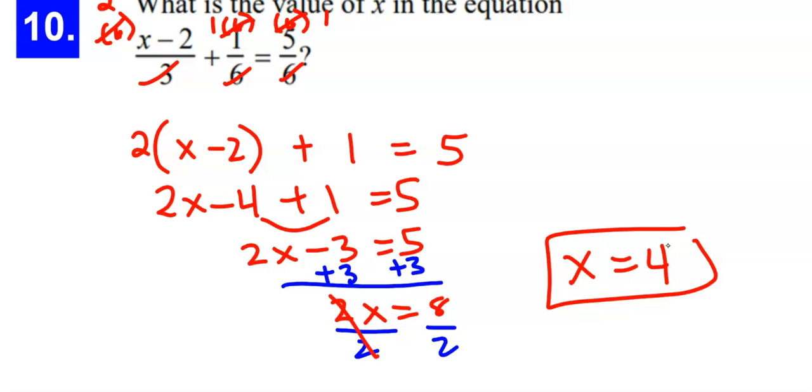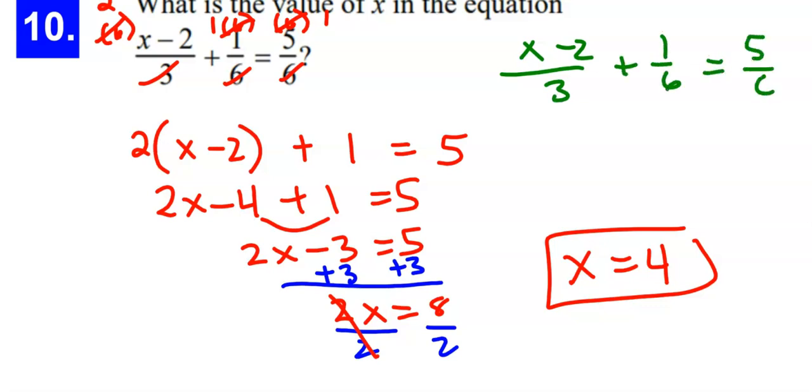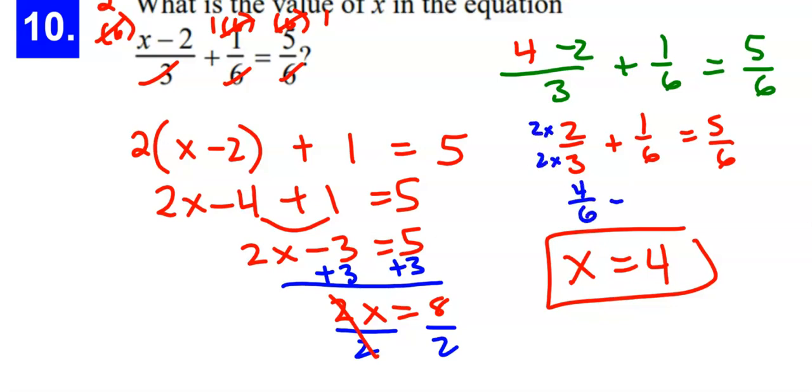If you have time, you should use a check step. That is when you rewrite your original equation and you erase and replace your variable with your found value. So we're going to say 2/3 plus 1/6 is equal to 5/6. And 2/3 can be renamed to 4/6. So 4/6 plus 1/6 is 5/6.